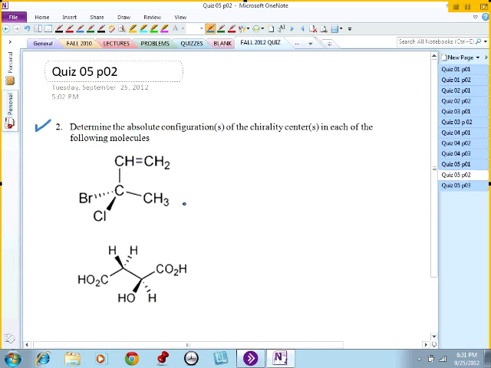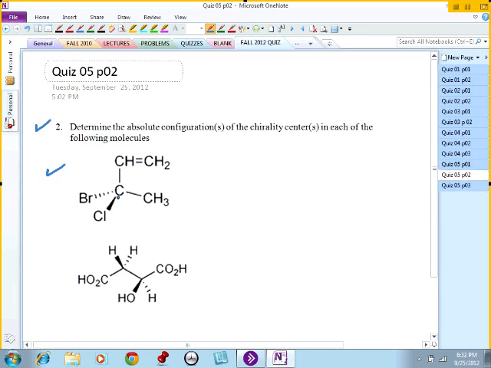Okay. Now, was anybody able to do that? By the way, where is the chirality center here in this molecule? This here? Okay. Is this a chirality center? No, forget it. About this? No, okay. So therefore, we only have 1 chirality center here, and that is this carbon.